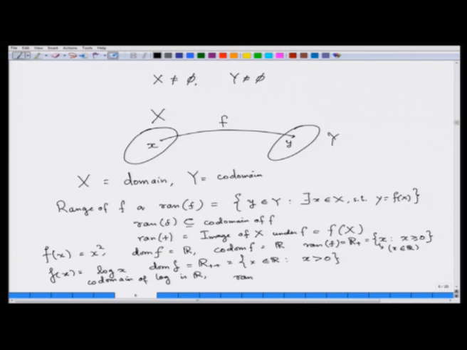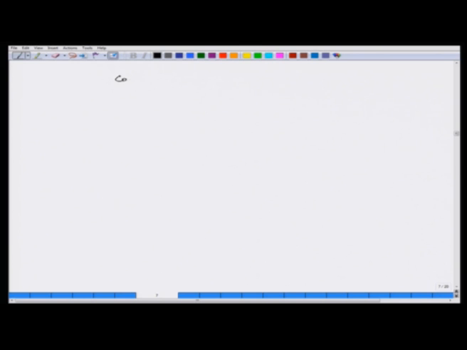So, what is the range of the log function? The range of the log function is also R. So, codomain has now become equal to the range. When codomain of f becomes equal to the range of f, we say that the function is onto or surjective. We say that f is onto or surjective.